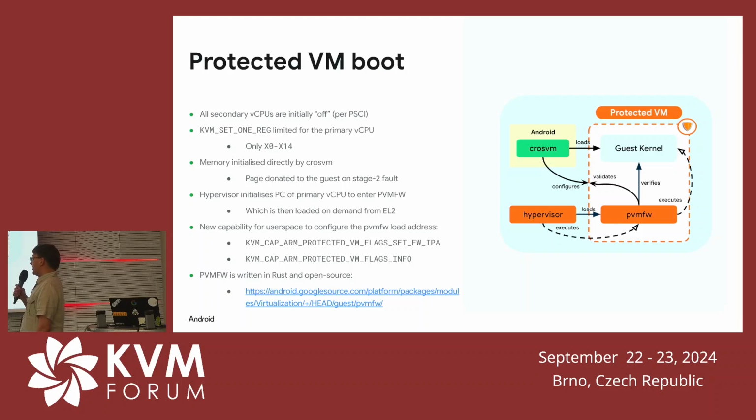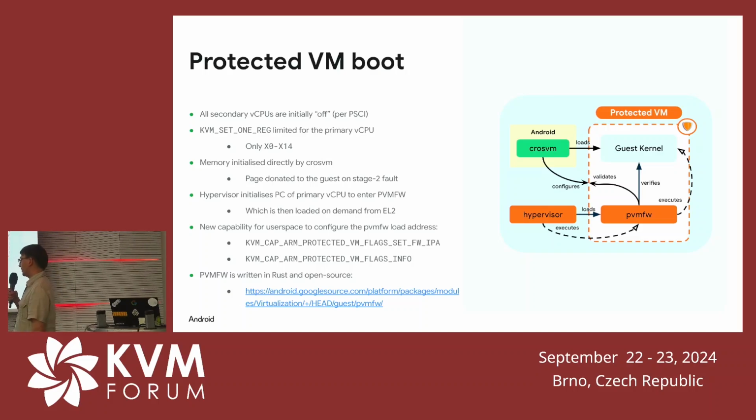The memory is initialized directly by crosvm. And as we take guest faults, we transition those pages. We do the normal get user pages thing, right? And as we get those pages, we then donate them to the guest. And so that's going to unmap them from the host stage 2 that I showed you earlier on and map them into the guest stage 2. So crosvm still initializes everything like normal, but then the pages as they're faulted in become unmapped from the host.